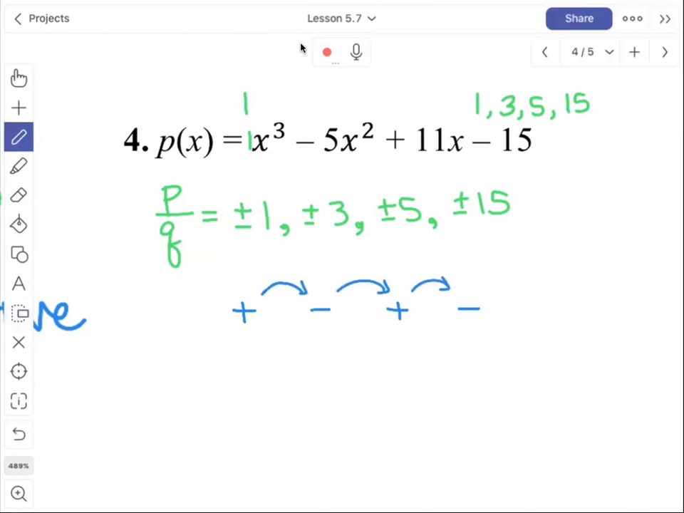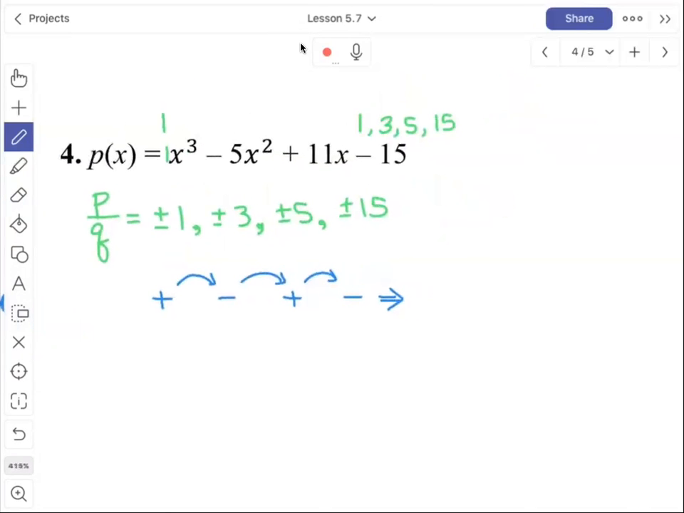So if there are 3 sign changes, that means I can have how many possible positive roots? Is it 3 or 0? Ooh, close. 3 or go down by 2. Like 3 minus 2 gives you 1. There you go. 1. Yes. All right. So 3 or 1 positive.